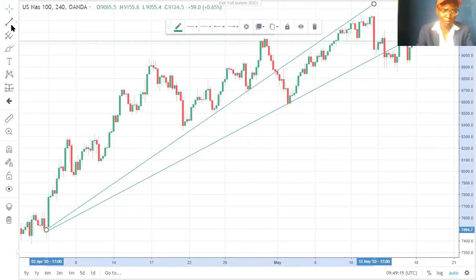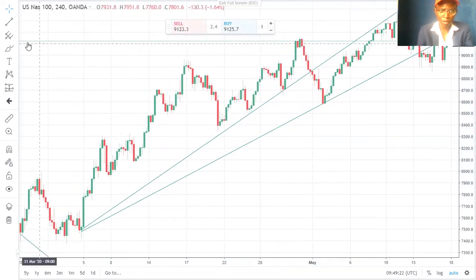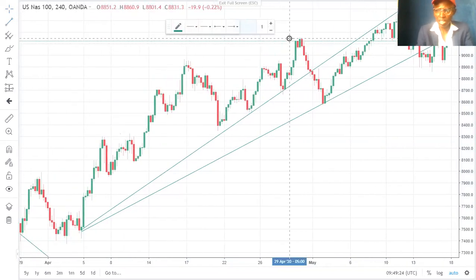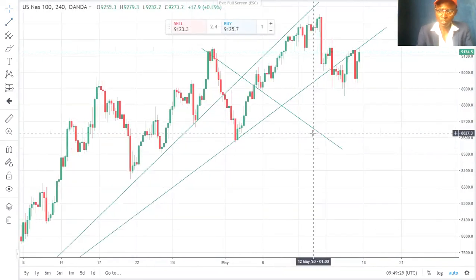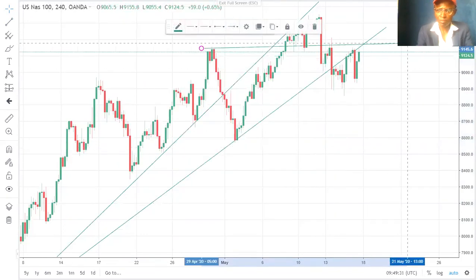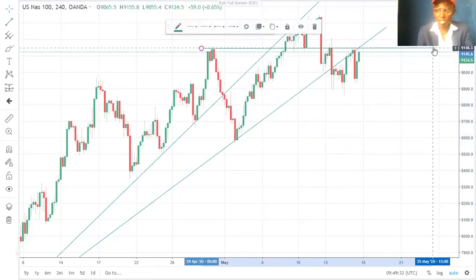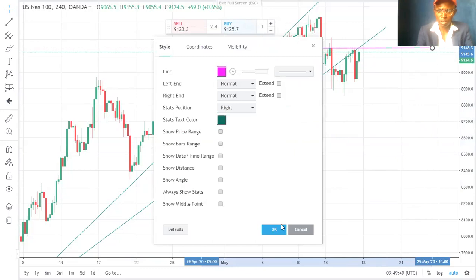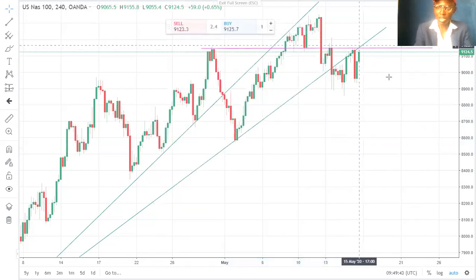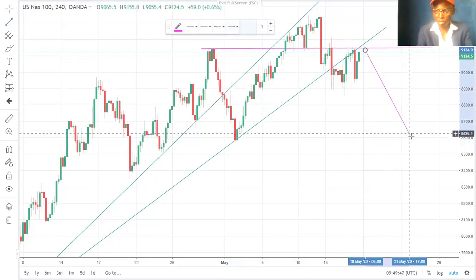And also, if you can check very well, I'm having a straight line here. And this straight line is something that I'm looking forward to. As you can see, maybe let me change the color to purple. Okay, yeah. So this is where I'm expecting my reversal.